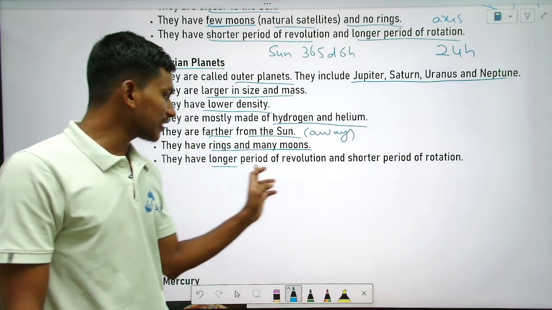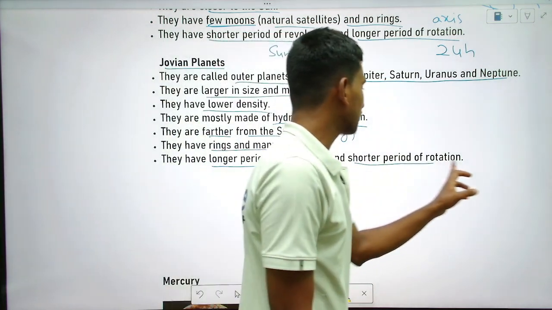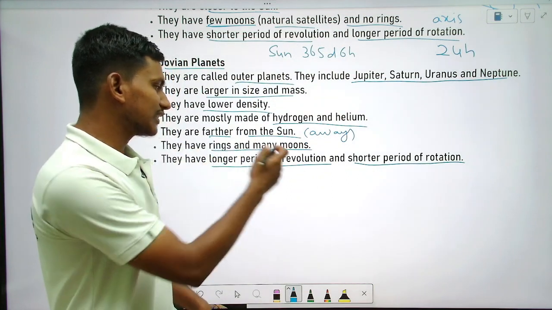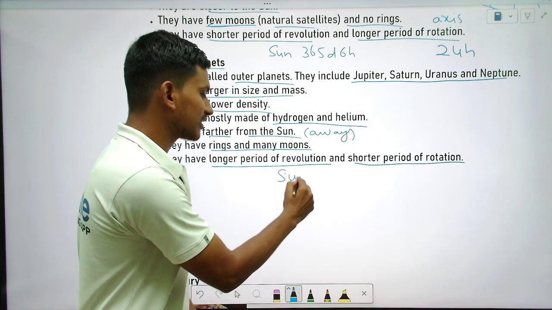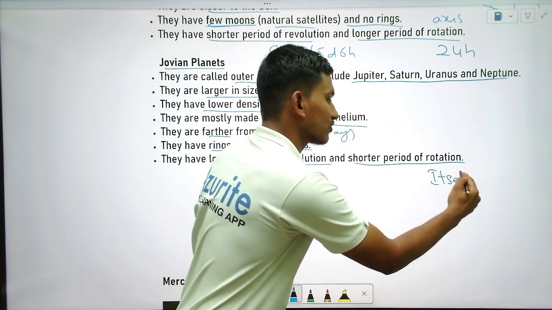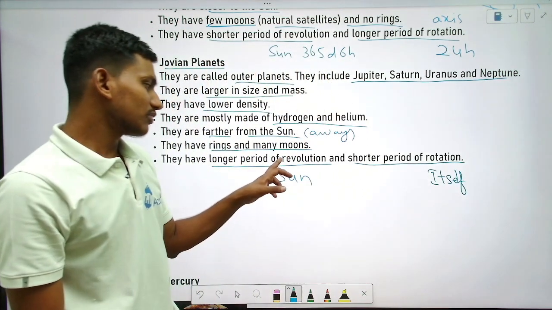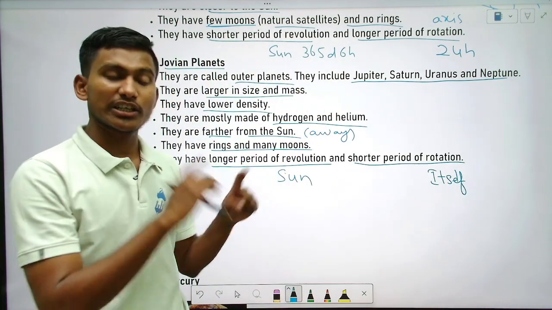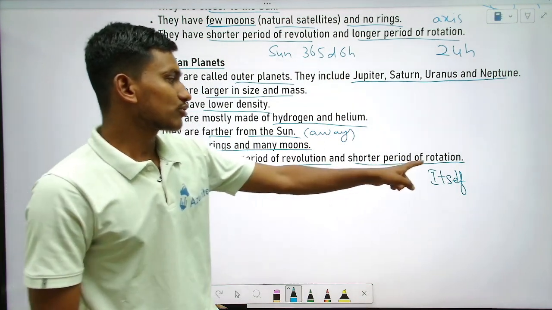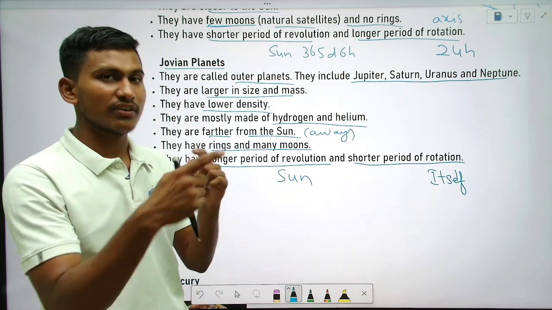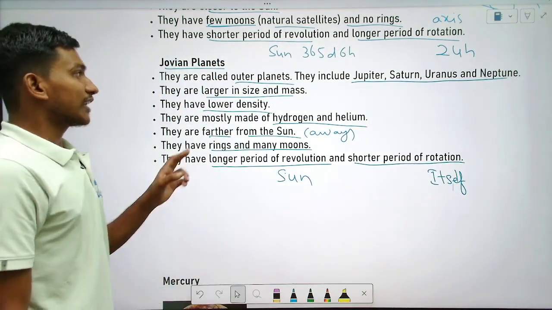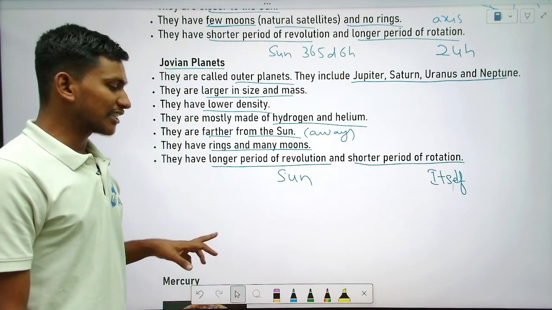They have a longer period of revolution and a shorter period of rotation. Revolution means around the sun. Rotation means around itself, right? So they take a longer period to revolve around the sun because they are far, and a shorter period of rotation, they rotate fast around themselves, like this. Okay, good. So understood about Jovian and terrestrial planets?